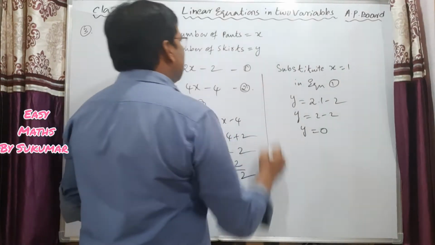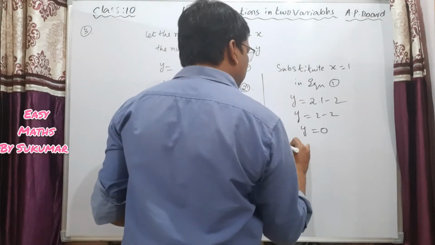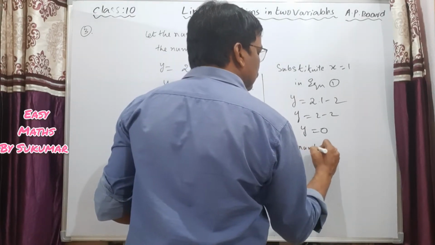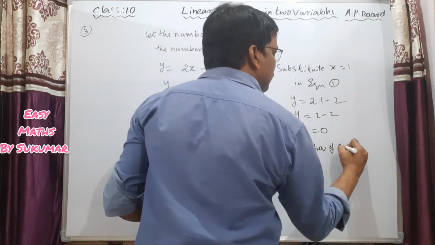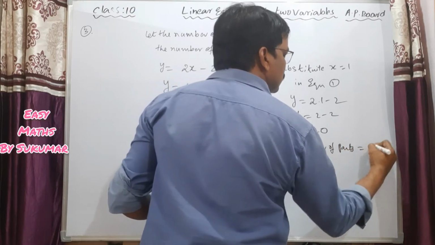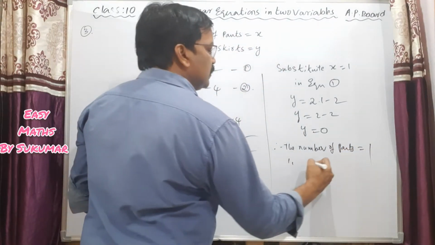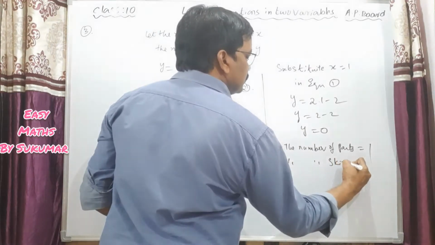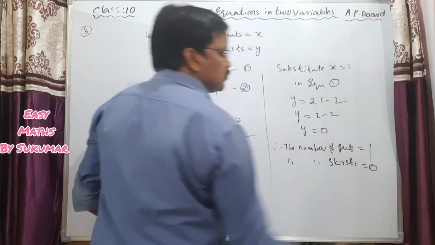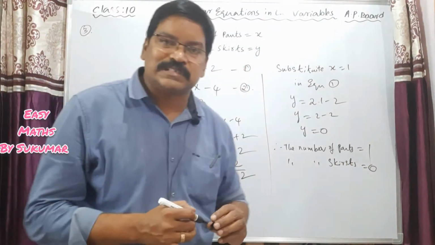So what is x? x means the number of pants. The number of pants purchased by Neha is only 1, but the number of skirts purchased is 0. That means she did not purchase any skirts.